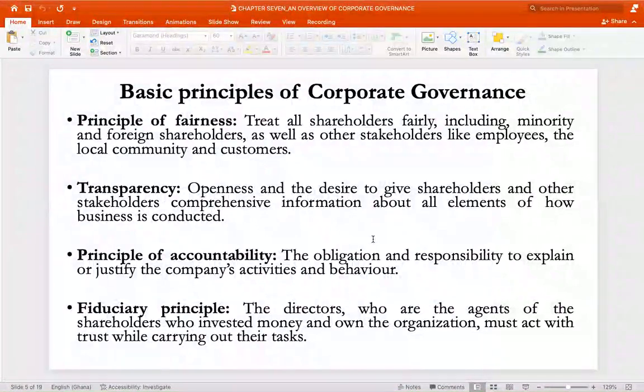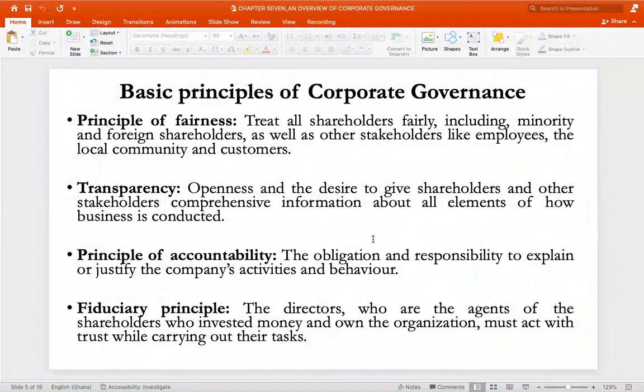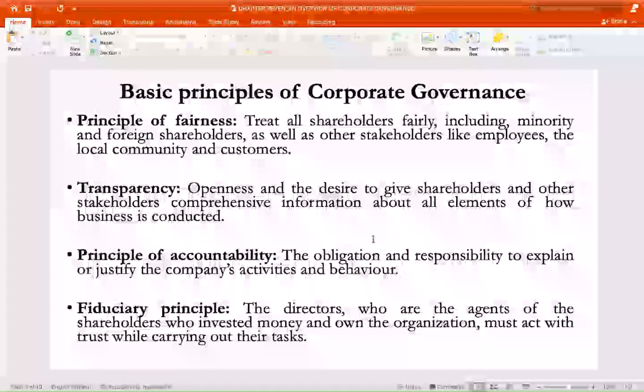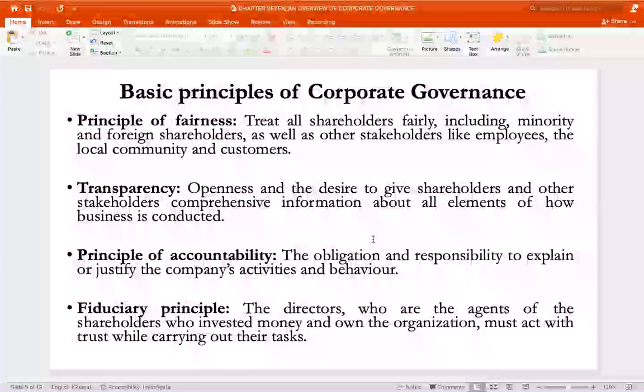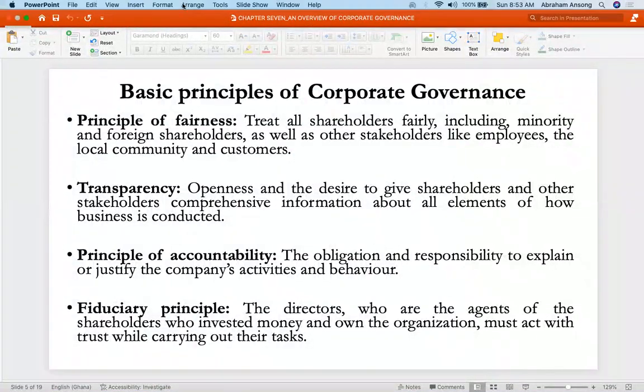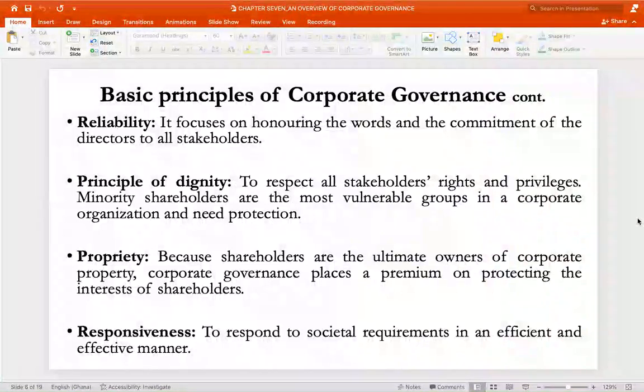Okay, there is a tendency for these directors to go and form an alliance with the management of the company in order to misuse the resources of the shareholders of the company. If that happens, they are abusing the fiduciary principle of corporate governance. They must act in good faith, they must act in trust, whilst carrying out their duties as directors. So that's where the fiduciary principle is coming from. And you know, it's a legal thing. All right. Once you are appointed to act on behalf of somebody in law, you are supposed to act in utmost good faith. Okay.